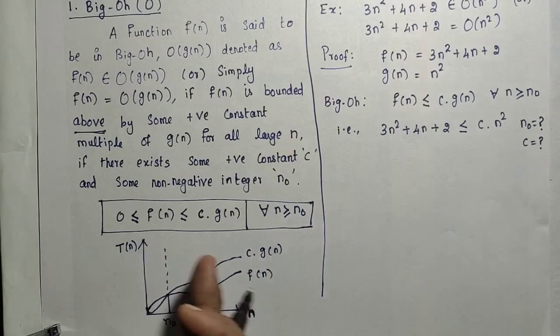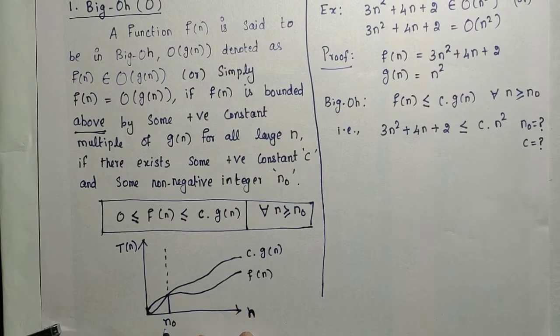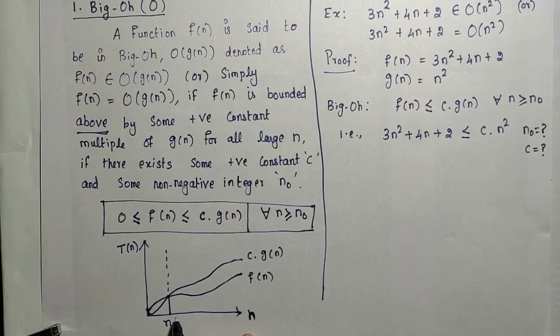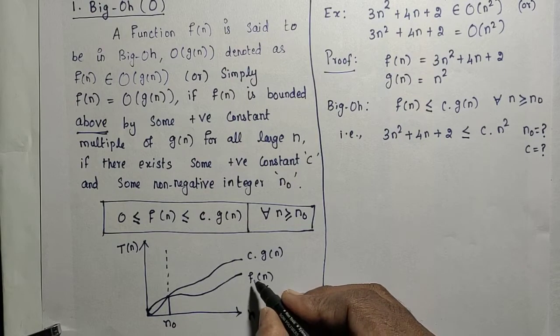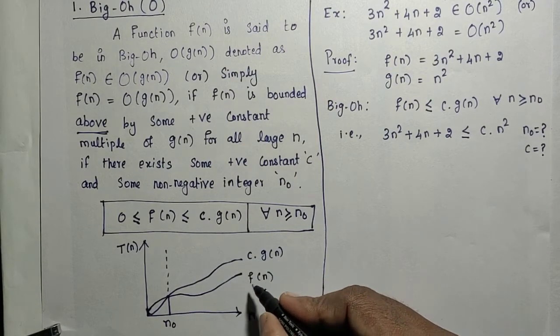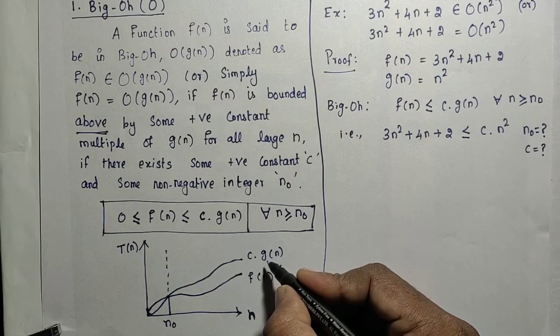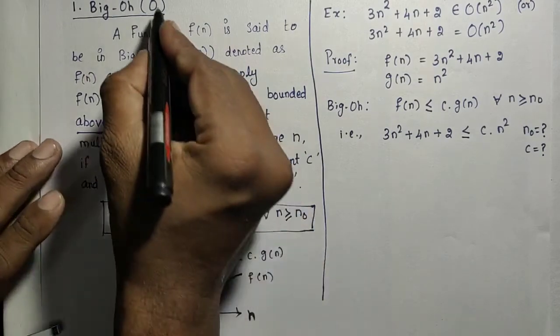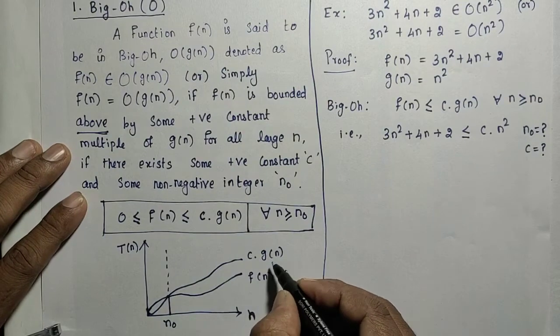We need to say this after the n naught value, because for time complexity we usually describe large n values, how the rate of growth occurs. After this point n naught, if the rate of growth of f of n is less than c into g of n, then we can say f of n belongs to big O of g of n. That is why we say big O is the upper bound. So for f of n, the upper bound is g of n.